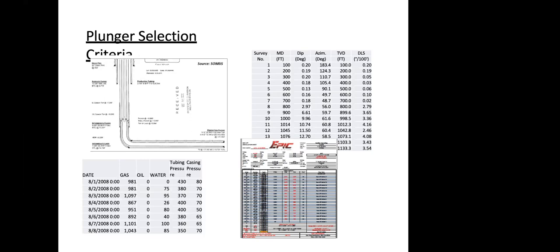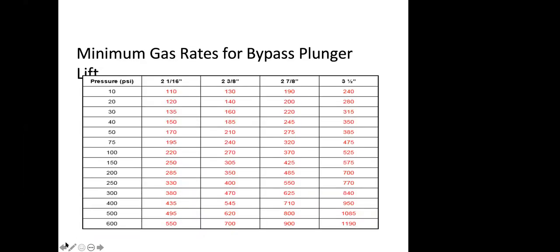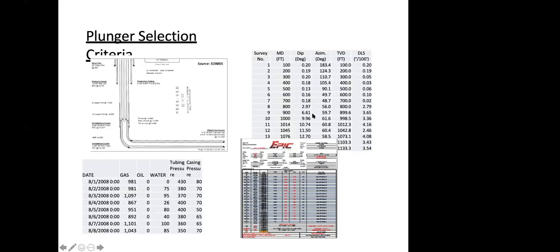The next slide is the deviation survey. If we're looking at a horizontal application, we'd want to utilize that deviation survey to make sure we're setting at a proper depth for what we're trying to get out of that well, and then what type of plunger we need to utilize in that well. There are some plungers that just don't like running in the horizontal, and there's some that I don't know if they like it, but they just run better in the horizontal. So we just need to make sure we look at that deviation survey and determine where we're going to set our tools based on the depth we're trying to lift from.